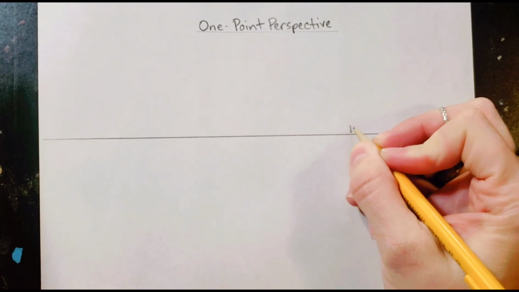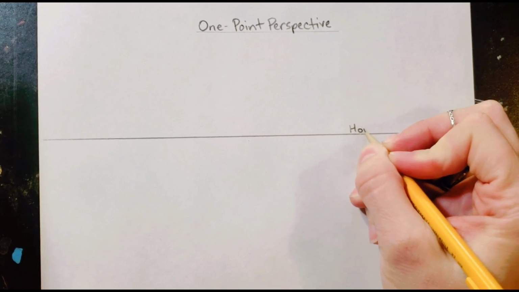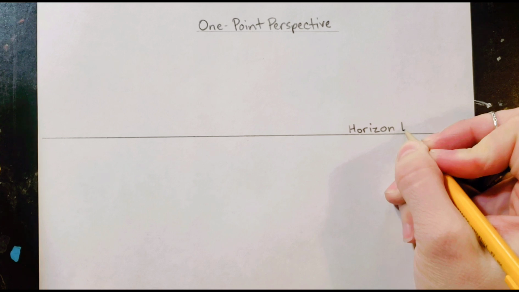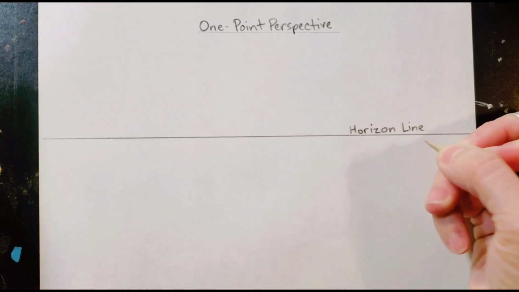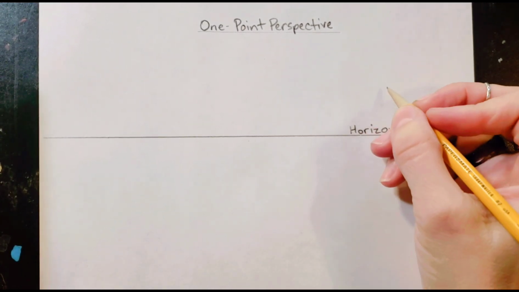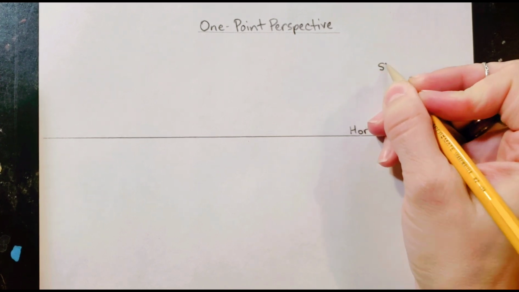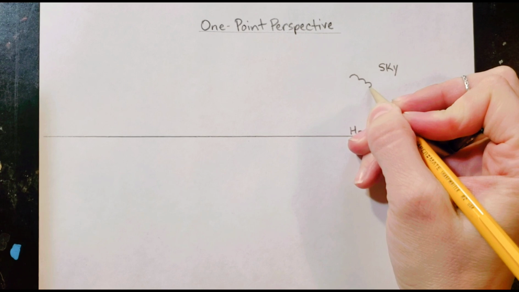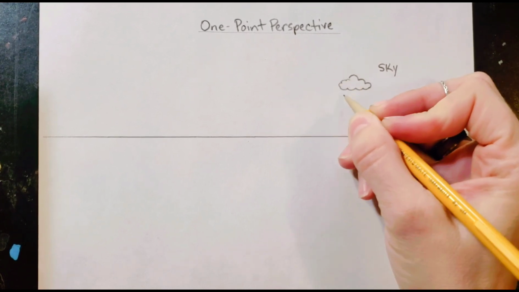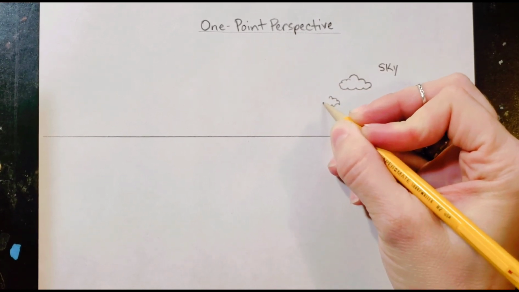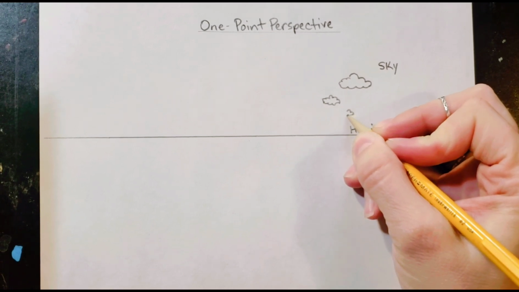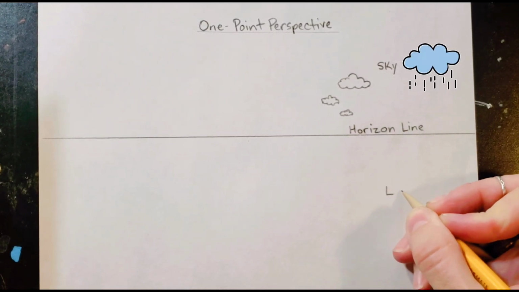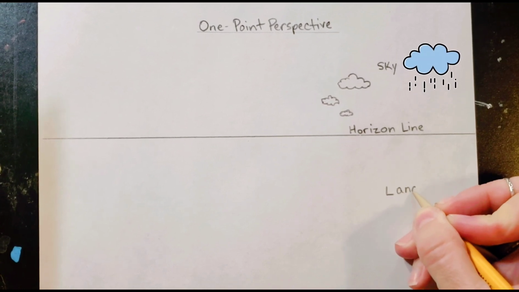It's called the horizon line. Get it? Because it's horizontal, it is the horizon. Now, the horizon line is typically where the sky meets the land. So in order for you to remember that, we're going to just write sky. We're going to put some nice little fluffy happy clouds. And then we're going to write land. We're going to put some little sprigs of grass down here so that you remember exactly what you're looking at.